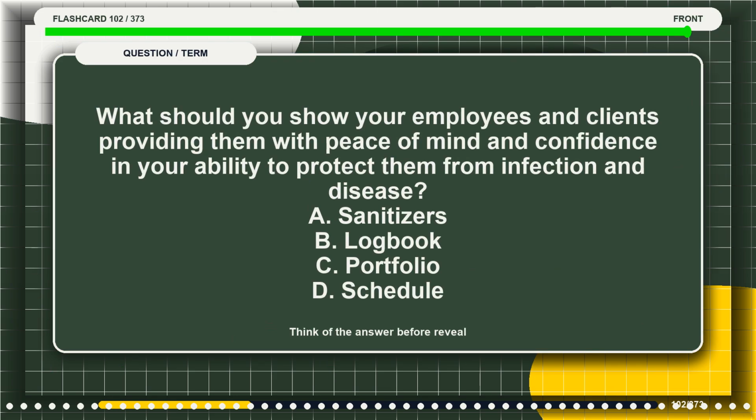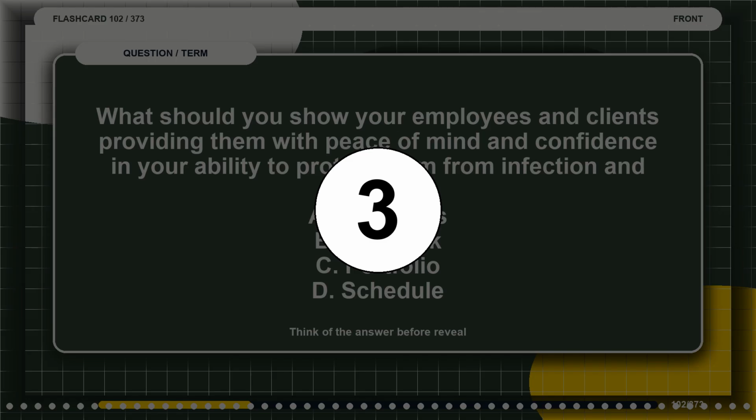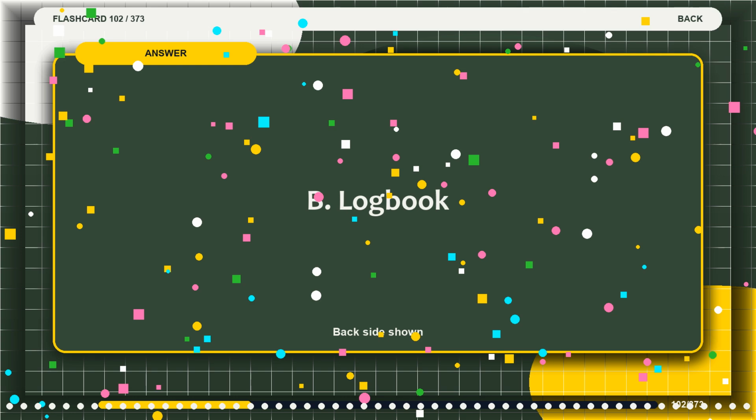Flashcard 102. What should you show your employees and clients, providing them with peace of mind and confidence in your ability to protect them from infection and disease? A. Sanitizers. B. Logbook. C. Portfolio. D. Schedule. Think of the answer before the reveal. The answer is B. Logbook.